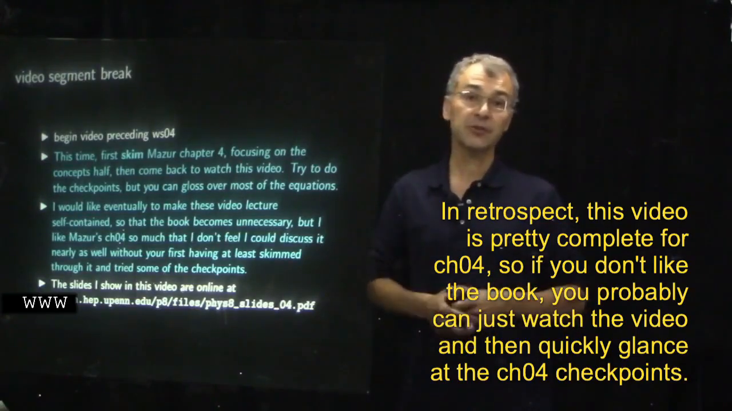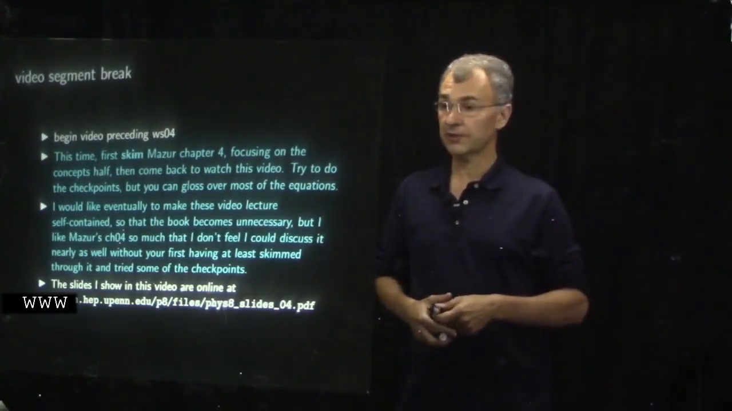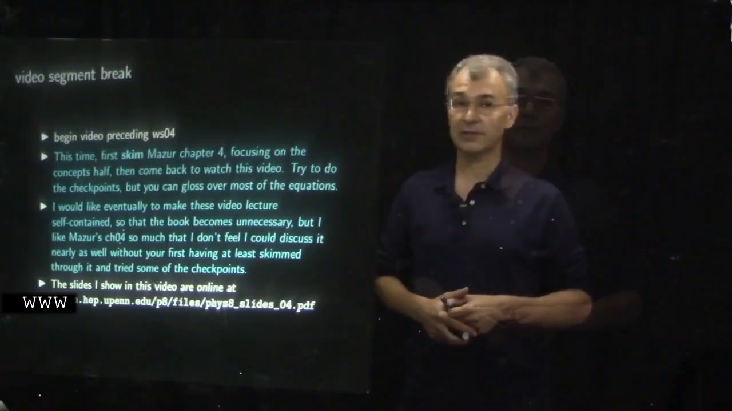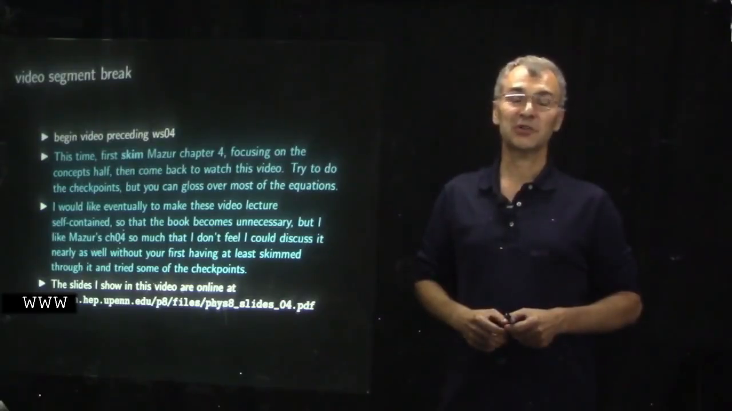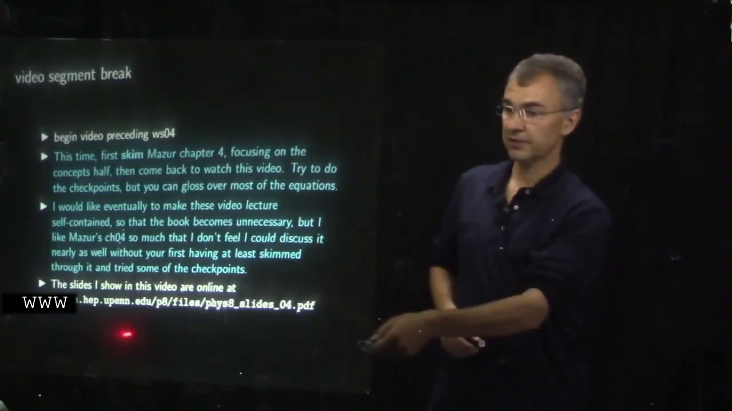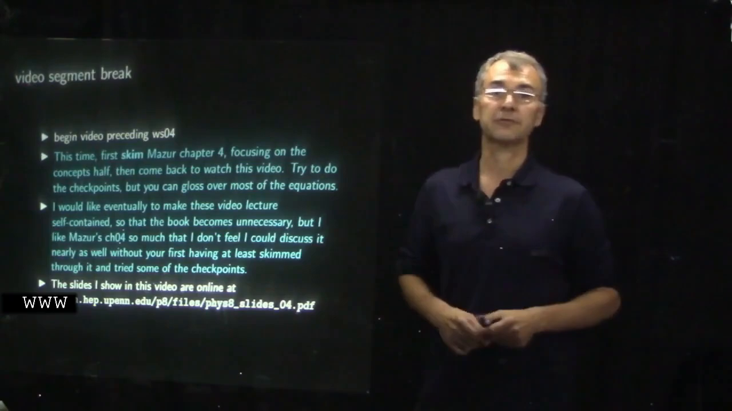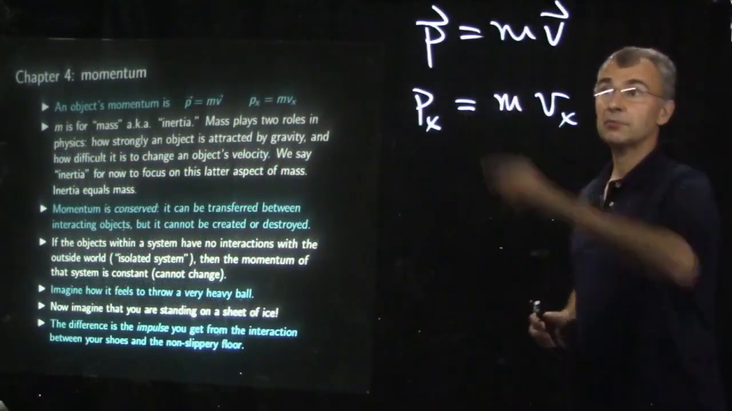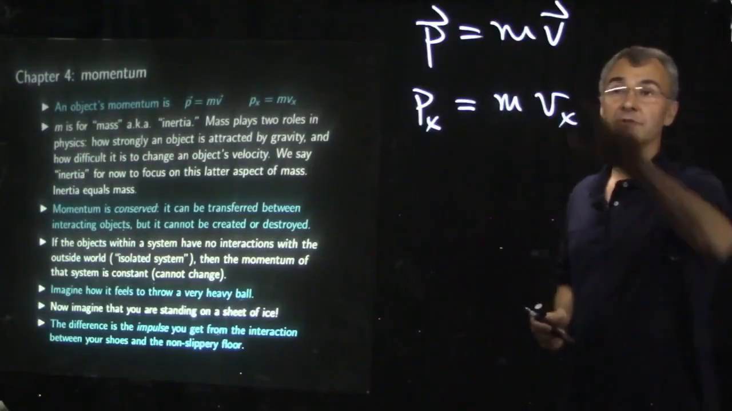I'd eventually like to make this video lecture self-contained so you don't have to read the book, but I like Mazur's Chapter 4 so much that I don't really think I could discuss it nearly as effectively at this point unless you've at least skimmed through it to see the ideas. The slides I show in today's video are linked from the Canvas assignment and from the comments at the bottom of the video: phys0008slides04.pdf.